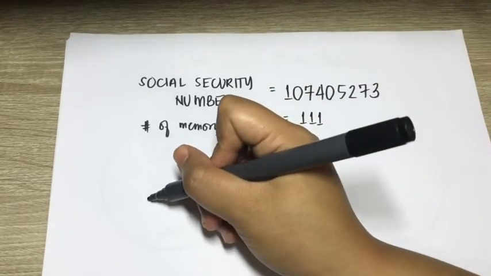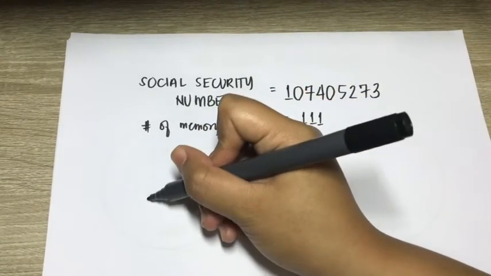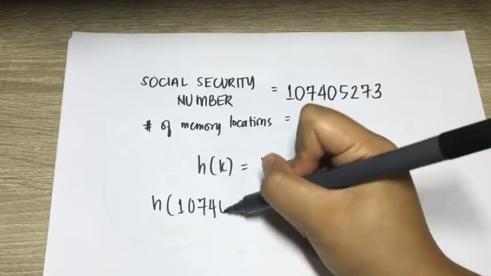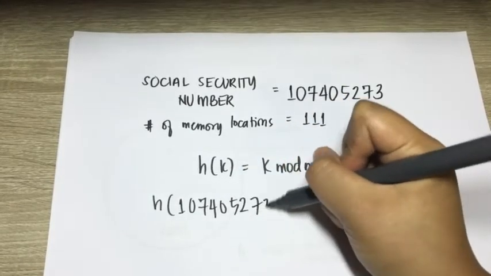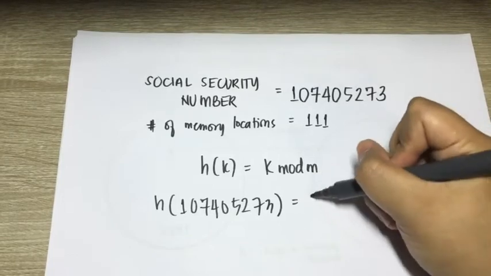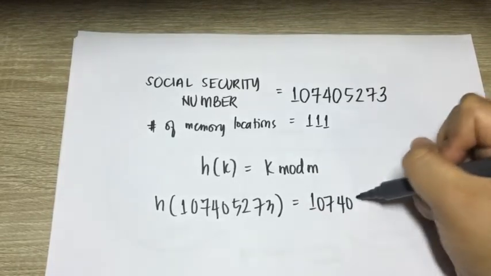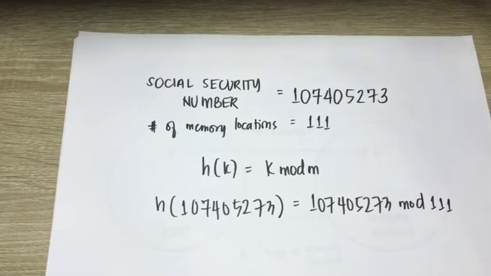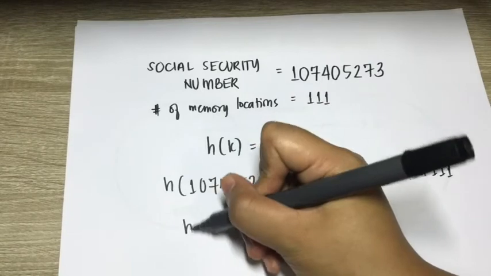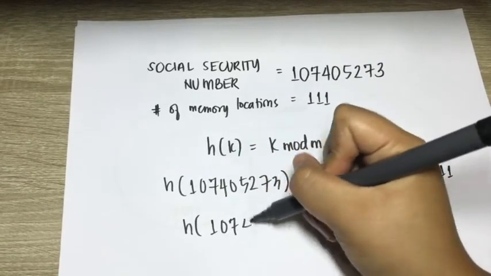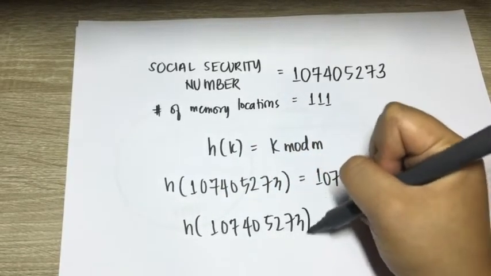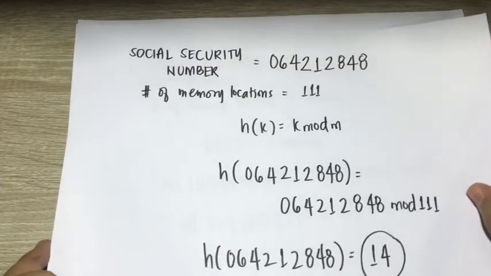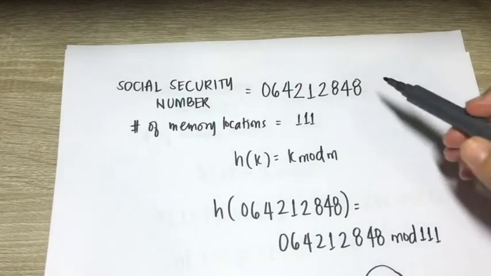So what we're going to do is plug in the values in this given function. So we're going to have h of 107405273. This is equivalent to 107405273 modulo 111. Now, if this is the case, what you are going to obtain as well is the memory location 14.